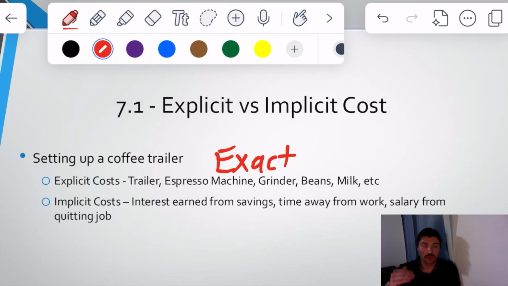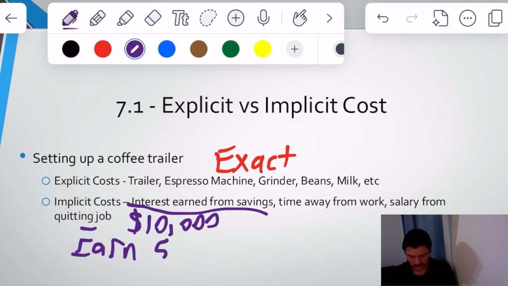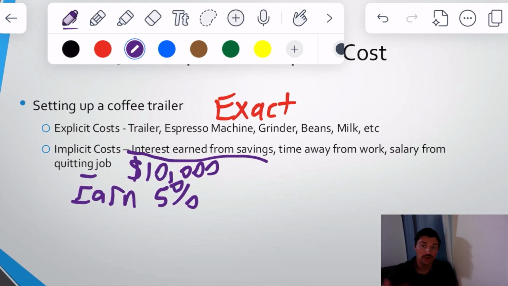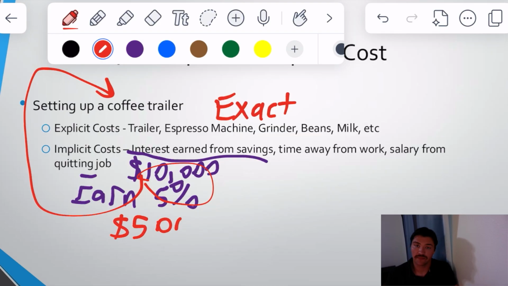Implicit are the things that you don't really see in your bank account. You don't see you paying a credit card for these things. These are things that are happening in the background, such as interest earned on your savings. So if you had $10,000 in savings and you're earning 5% on your savings, if you were to take this $10,000 and put it into your trailer, guess what? You're no longer earning that 5%. So you're giving up on $500. That is an implicit cost. Something that you're not really earning anymore because you're doing the trade.